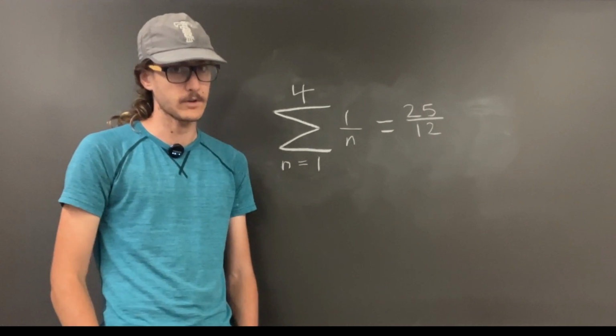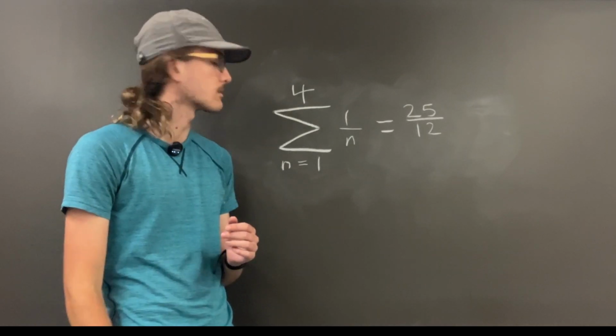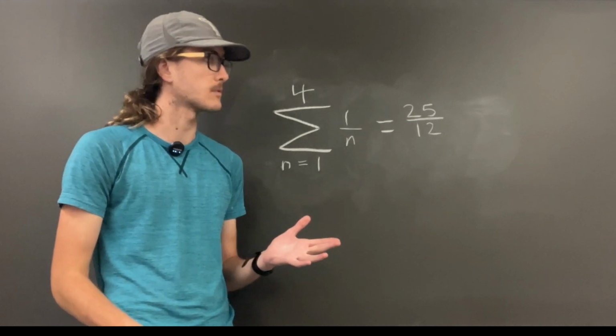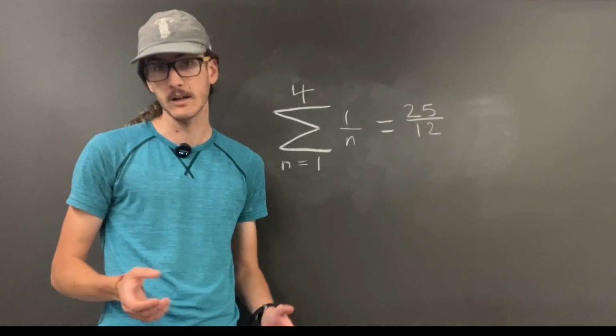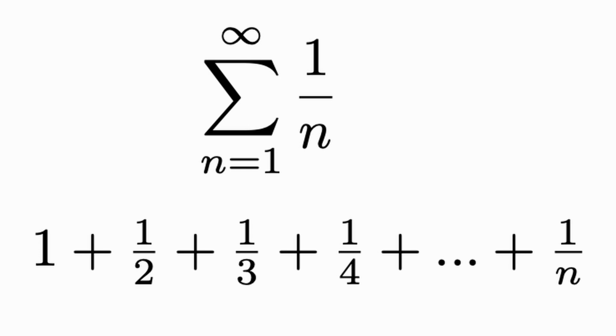These two examples are called partial sums because they encompass just a partial slice of the terms of a sequence that you could keep adding on to forever. Say we change the number on the top of the sigma from a 4 to infinity. We now have the complete sequence of 1 over n terms up to n equals infinity. The sum of this complete sequence is called an infinite sum.